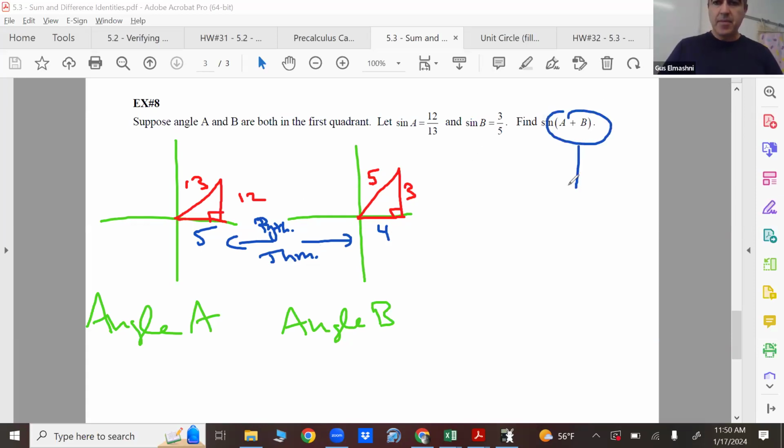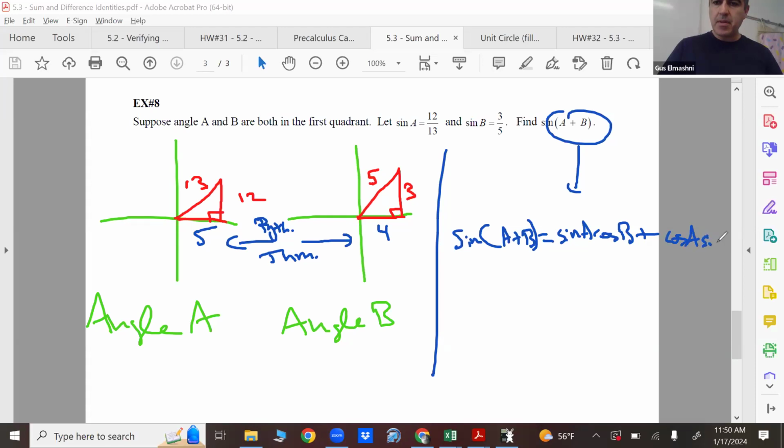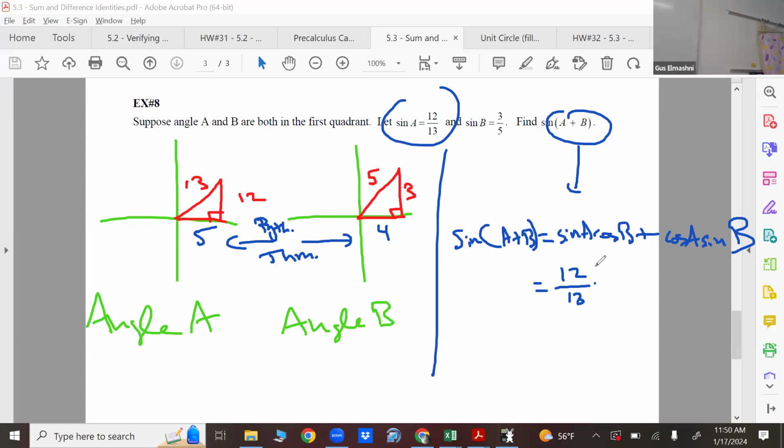Now let's work this out. Sine of A plus B equals, remember the formula is given to you: sine A cos B plus cos A sine B. Well, what's sine of angle A? Angle A is right here. What's the sine of it? They told us: it's 12 thirteenths. What's cosine of angle B? Angle B is this one. What's the cosine of this triangle here? 4/5, good. Yep. And then just fill out the rest. Cosine A is going to be 5/13. Sine B is going to be 3/5.